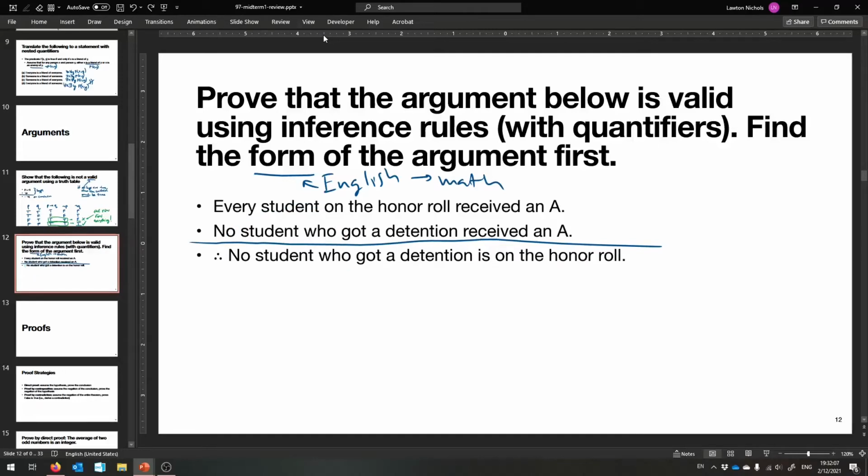So every student on the honor roll received an A. So it looks like we have some properties of students, okay? A student could be on the honor roll. They could also receive an A. So let's do h of x for x is on the honor roll, and then a of x is x received an A.